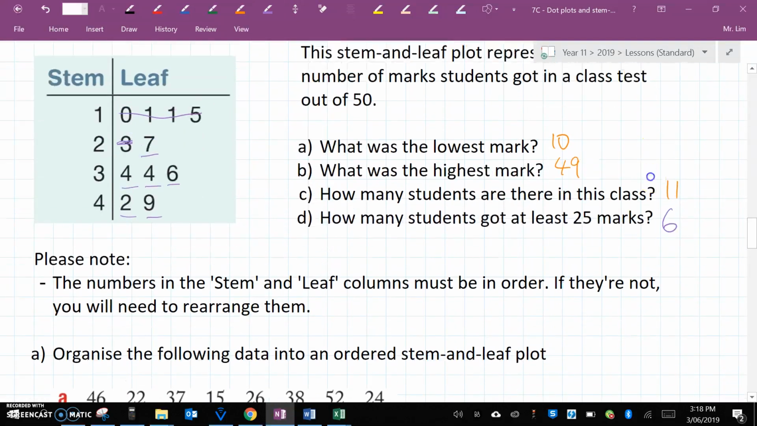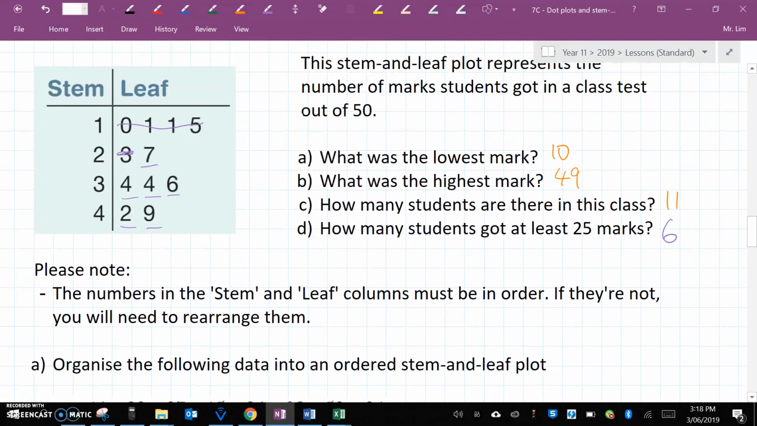Please note, the numbers in the stem and leaf columns must be in order. If they're not, you will need to rearrange them. So you can see here, we have 0 first, then 1, then 1, then 5. It has to be in ascending order.